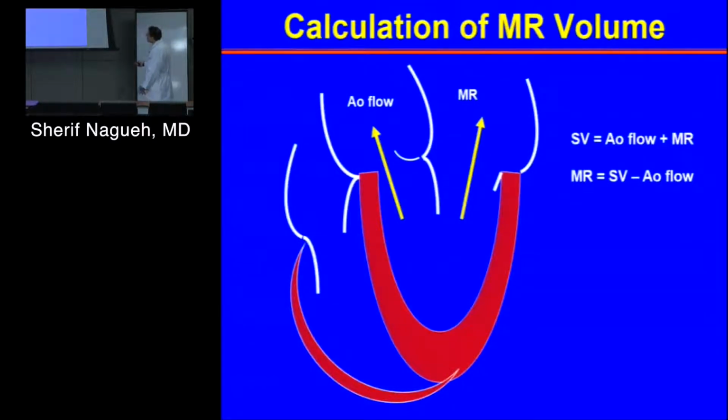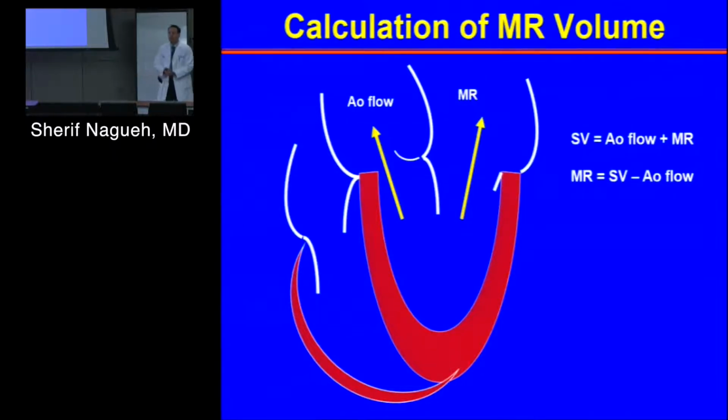A simple application of the hemodynamics is quantifying MR. So stroke volume when the ventricle contracts leads to flow through the aorta and flow back to the left atrium because of the MR. So if I know the stroke volume, the difference between end diastolic and systolic volumes, and I subtract from that the aortic flow, then I end up with MR volume.